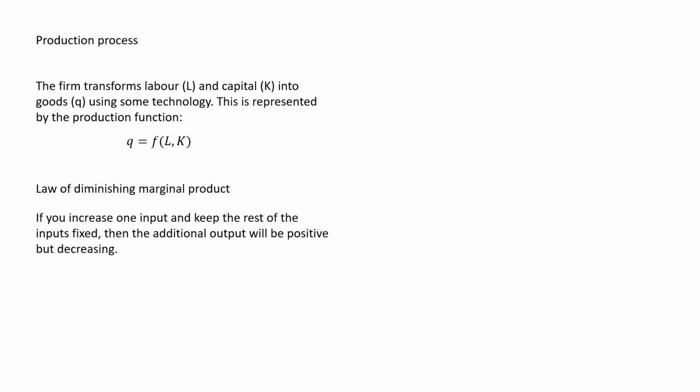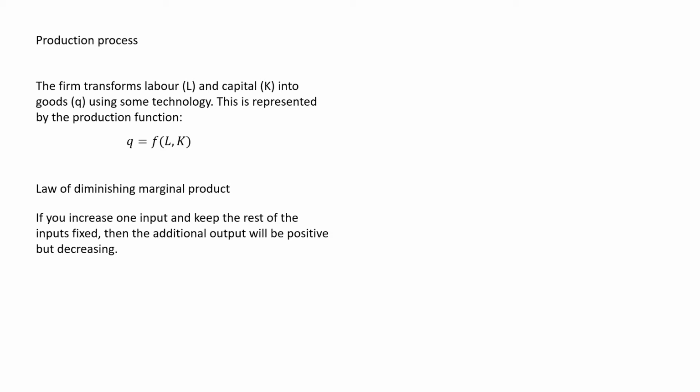This technology is represented by a production function, and the analogy with the utility functions can be seen here. We will not care about the exact functional form of the production function in this course. So again, I just use a general notation that Q will be some function of L and K, and this function is just called F. What we do know, however, is that the production technology is subject to the law of diminishing marginal product. This is very similar to the concept of diminishing marginal utility.